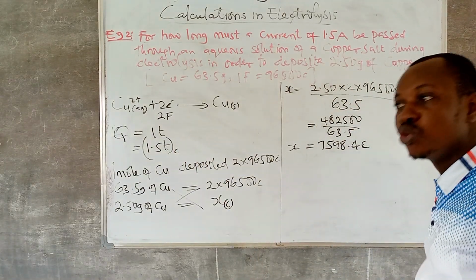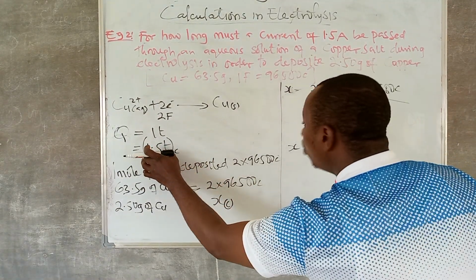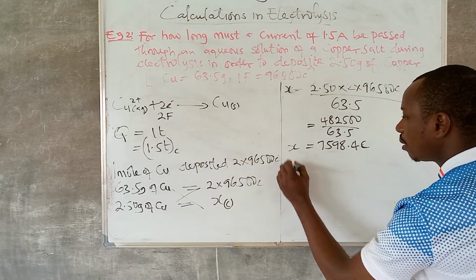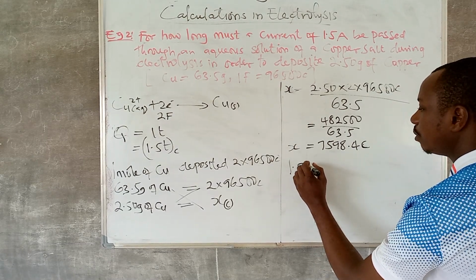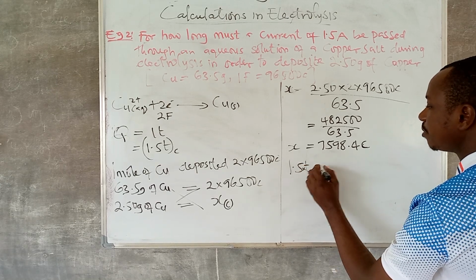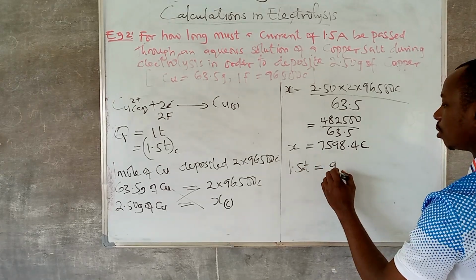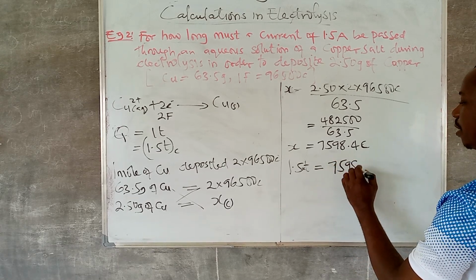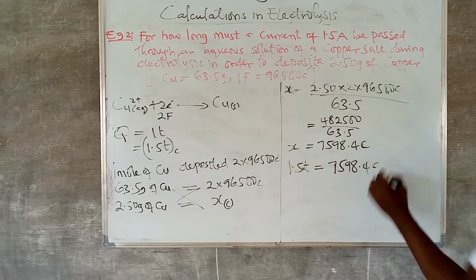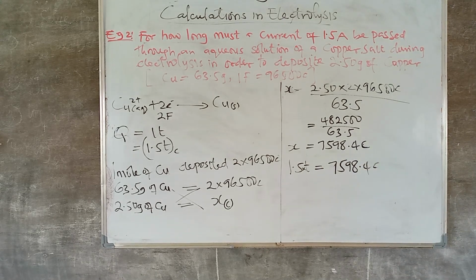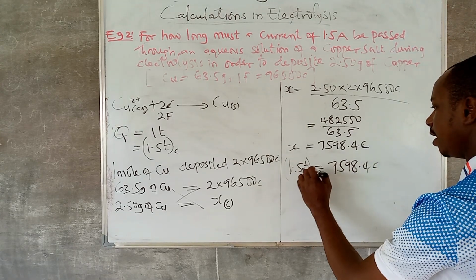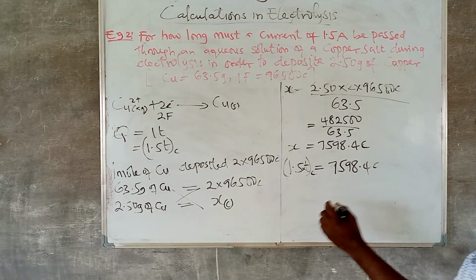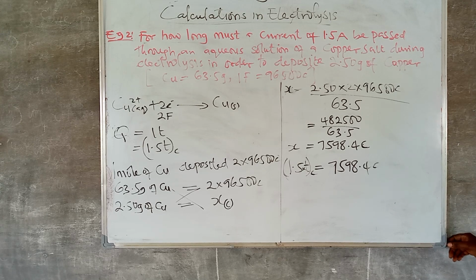So what you are going to do now is to equate this coulomb with this coulomb, which means 1.5 times T equals 7,598.4. This 0.4 is of no use, but let me just leave it there. Don't forget that all these ones are in coulomb. So what do you think you are going to do now? You simply divide both sides by 1.5.